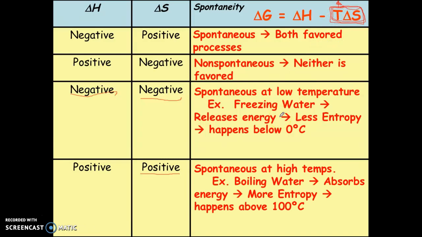Okay? And our example here is boiling water. Boiling water, going from a liquid to a gas, is becoming more disordered. Gaseous water is more disordered than liquid water. So our delta S is positive. But in order to do that, it takes energy. So our delta H is positive as well. It's an endothermic reaction. So this reaction only occurs when? How do you boil water? Well, it has to be at a high temperature.